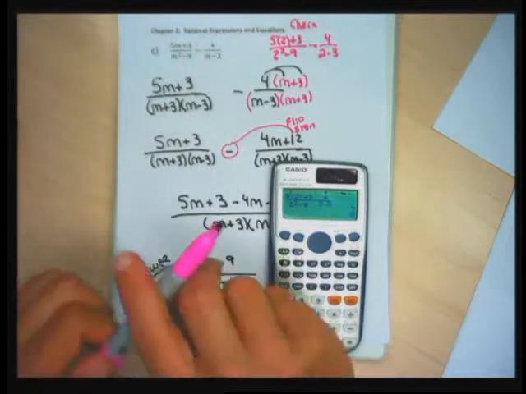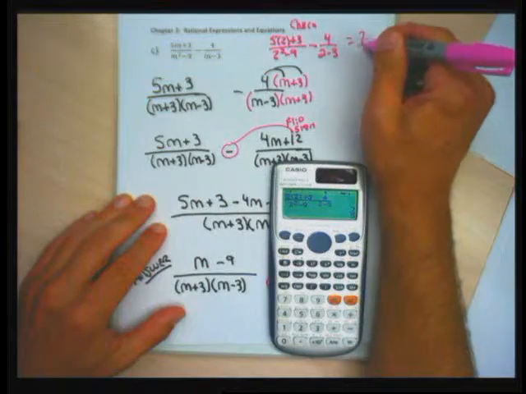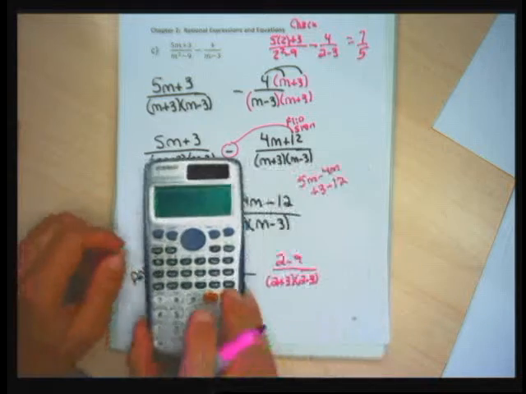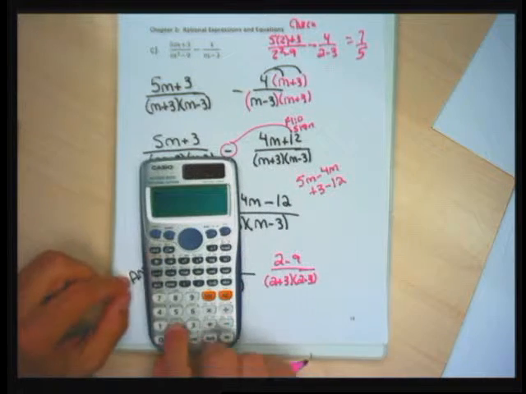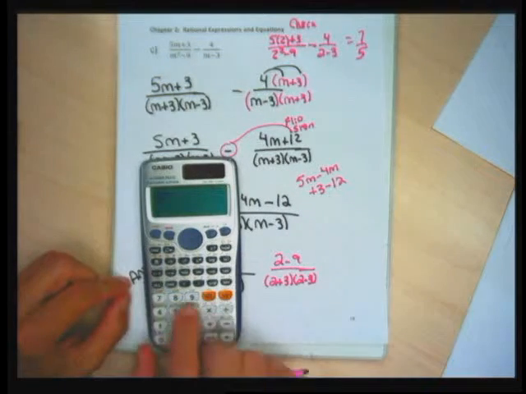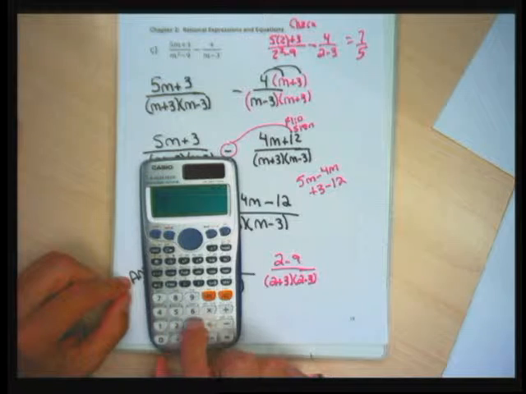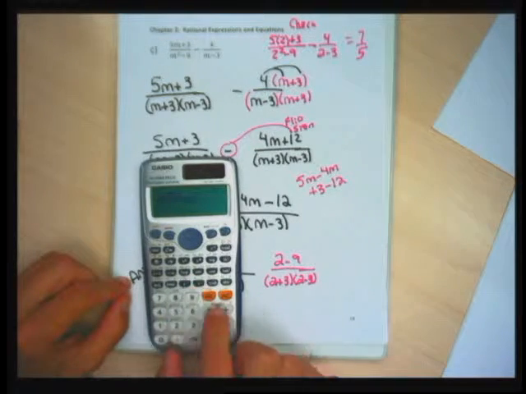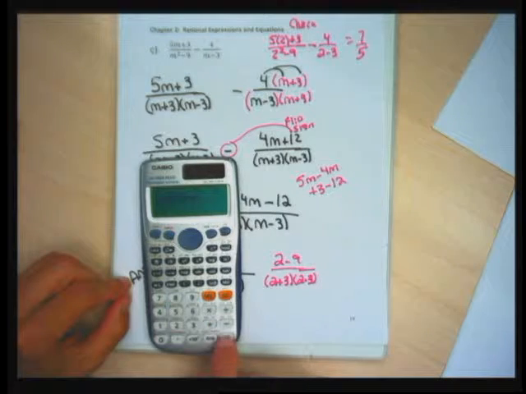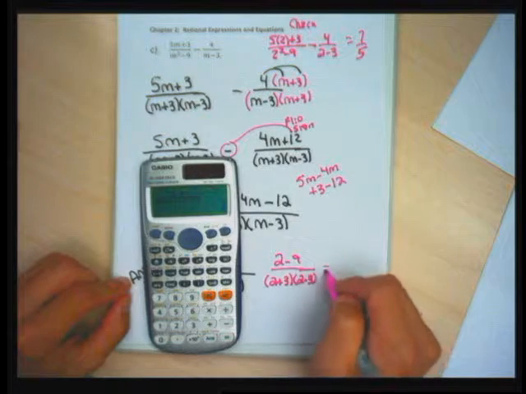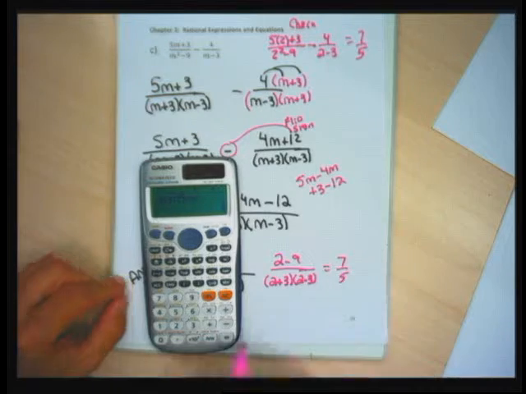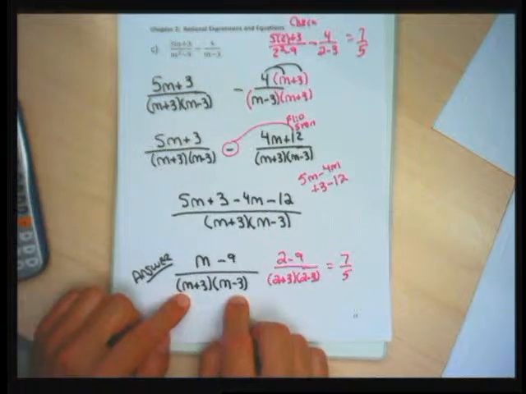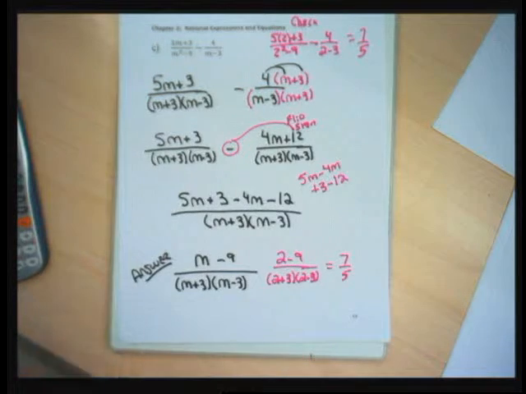I get 7/5, which means I better get another 7/5 down here. When I work down here, fraction 2 minus 9 over parentheses 2 plus 3 times 2 minus 3. If I don't get 7/5, I've messed up. And I do. Beautiful. So this answer is beautiful. You could FOIL out the denominator, but we normally don't.